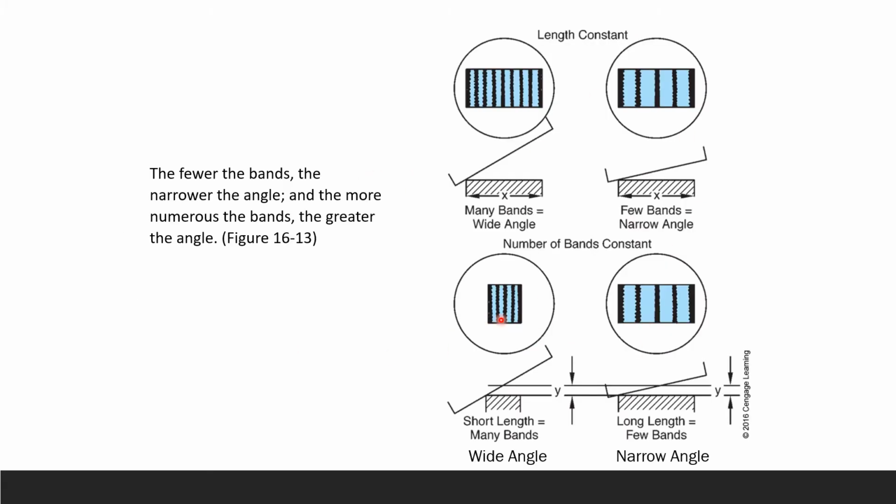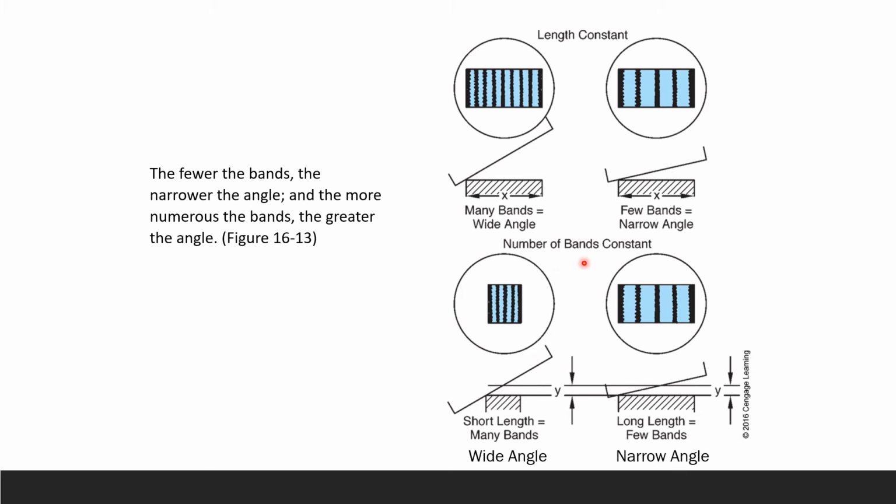Okay, so now we get into relationships applied to the air wedge measurements. So we have 2 relationships here. When the length is constant, the fewer bands, you will have a narrow angle. The more bands you have, the wider the angle. So when you take a look at the picture, you're going to see the wide angle right there, many bands. You'll see a narrow angle right there, fewer bands.